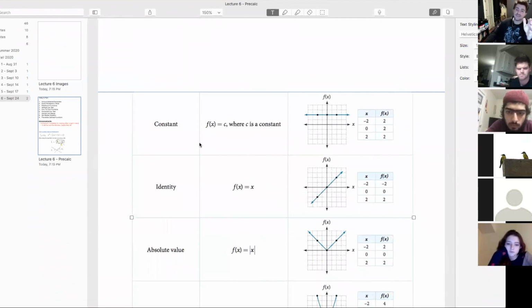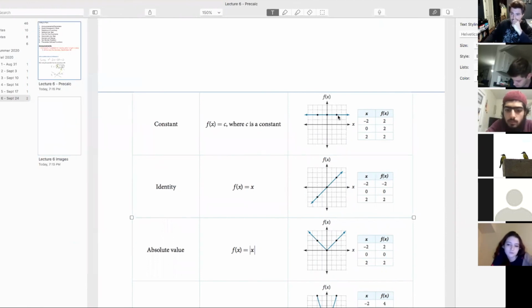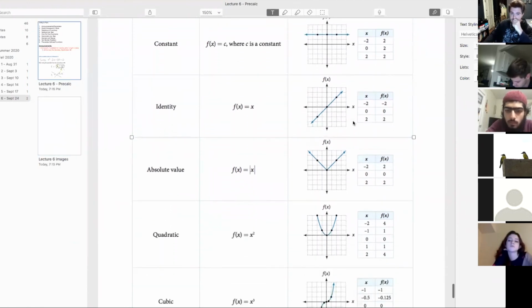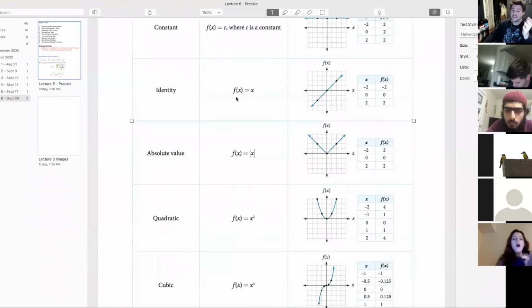So we have the constant function, f of x equals c, and c is any number. You have here on the right side, f of x equals 2. Similarly, we have the identity function, which just takes an input, does nothing to it, and outputs that. f of x equals x. It just outputs exactly what you inputted to it. And that actually is the equation of a line with slope 1 and y-intercept 0.